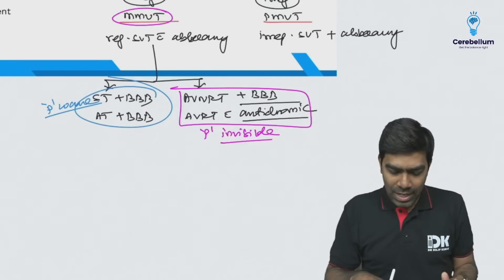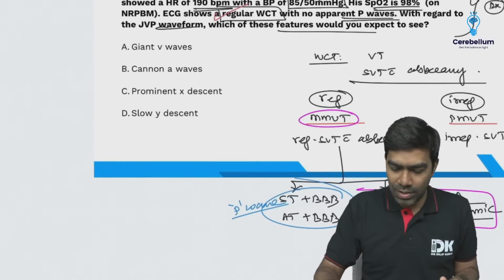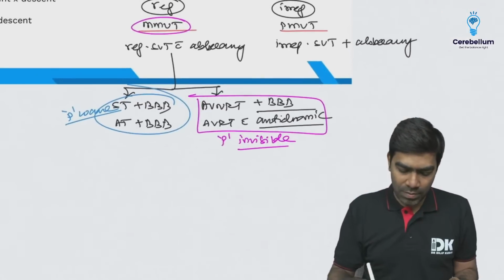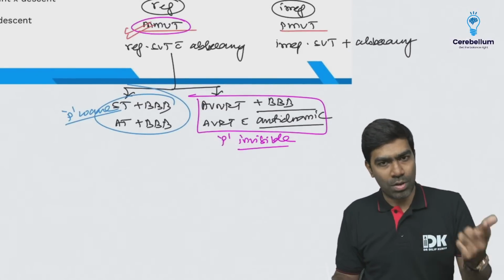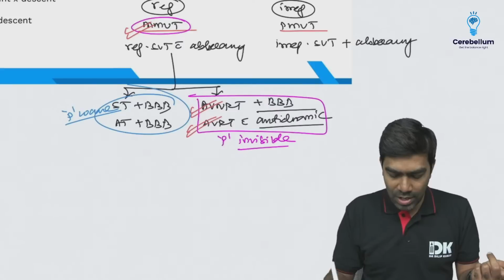So here they have clearly mentioned that the patient is having a regular wide complex tachycardia with no apparent P waves. Which means we are dealing with either a monomorphic VT, or AVNRT with bundle branch block, or AVRT with antidromic conduction.